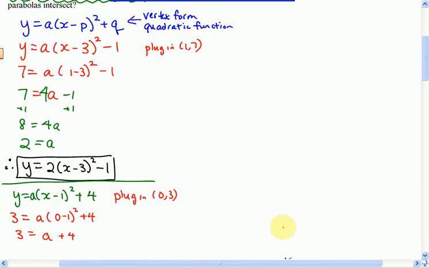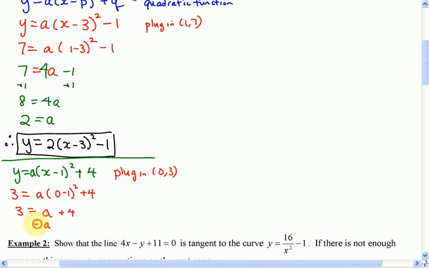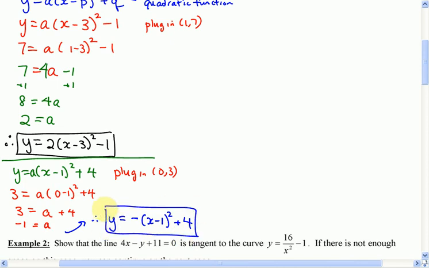All right, so we're solving for the next one here. We get a equals -1. Can someone confirm to me that the second parabola equation is y equals -(x minus 1) all squared plus 4? Yeah? Okay, that's good. So are we done? This is just the beginning.